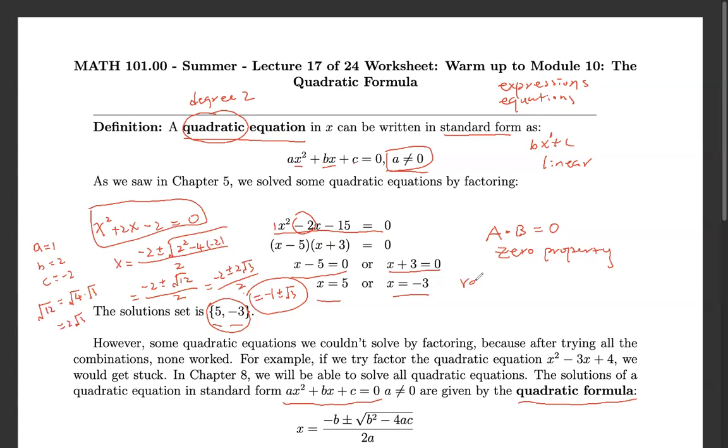So those are rational numbers. If we have rational numbers as solutions, that means the equation can be factored. If it's not factorable, sometimes we get irrational solutions. Let's say square root of 3 is called an irrational number.